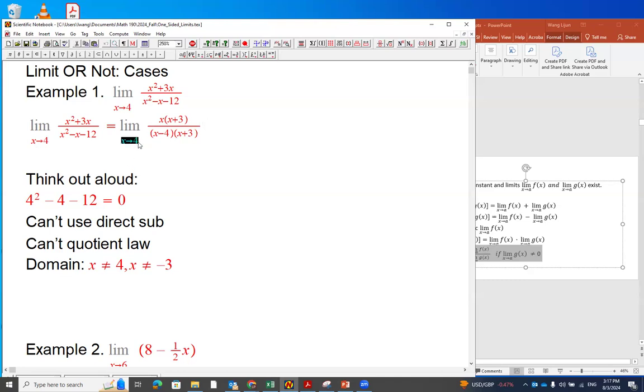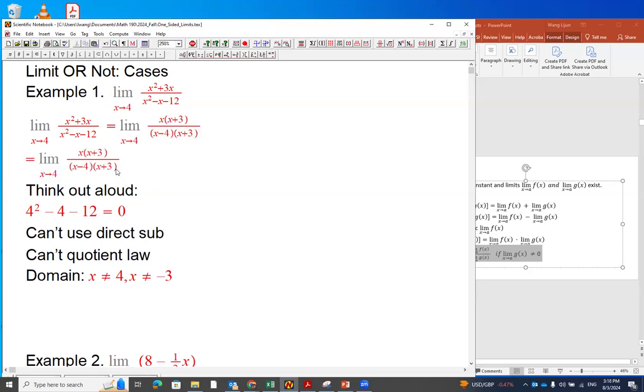As x is approaching 4, and certainly x plus 3 is not 0, so we can reduce these two factors. We get the next expression. So x plus 3 and x plus 3 are reduced. We have x over x minus 4.